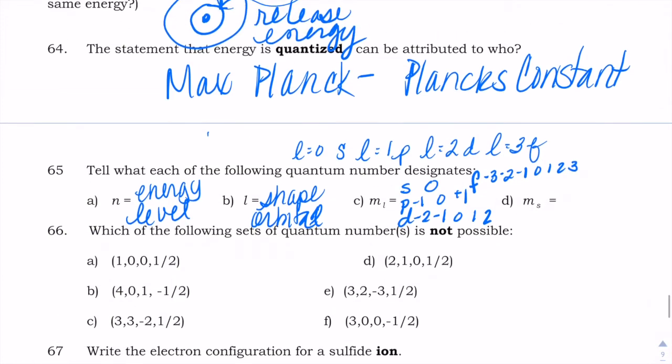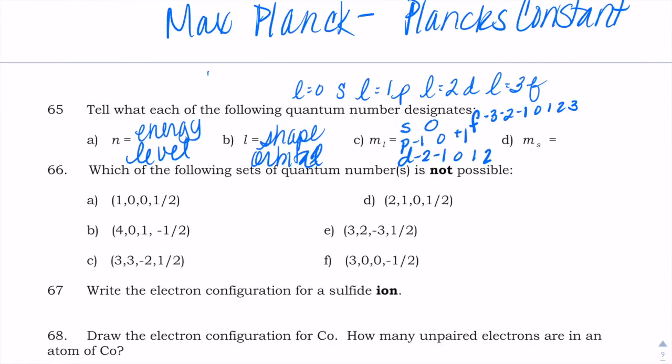The MS number refers to the spin. If they are spinning up, we say it is a +1/2, and if it's spinning the opposite direction, we say it's -1/2. So, energy level, and then the orbital shape, then which particular orbital it is, and then finally the +1/2 or -1/2 based on the spin.